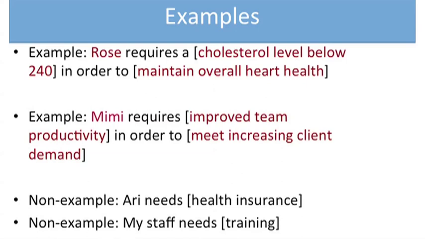Similarly, Mimi could have a need if she requires improved team productivity in order to meet increasing client demand. So again, Mimi has to achieve a result, team productivity, in order to achieve a second result, which is increasing client demand. These are very different statements than if I was to say, Ari needs health insurance or my staff needs training, where I'm prescribing solutions. Rather, we're trying to focus on what results must be accomplished and why in order to accomplish that second result.